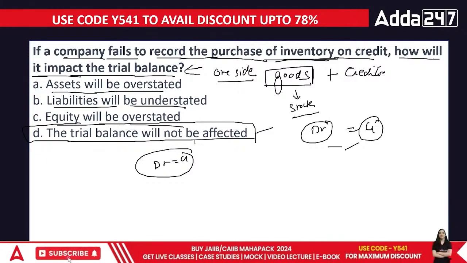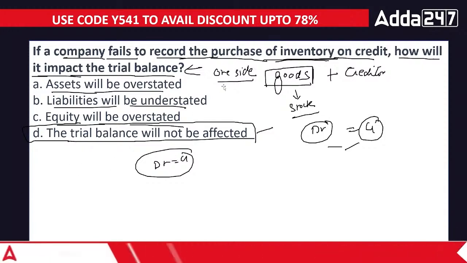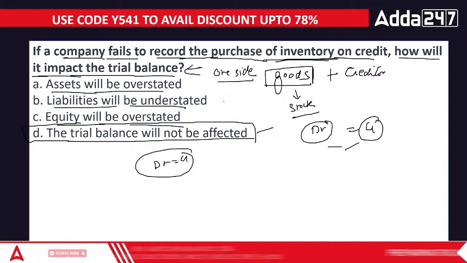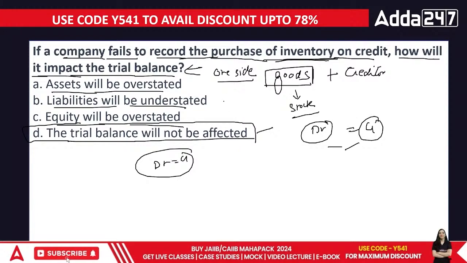Error of omission means anything which you tend to forget to record.